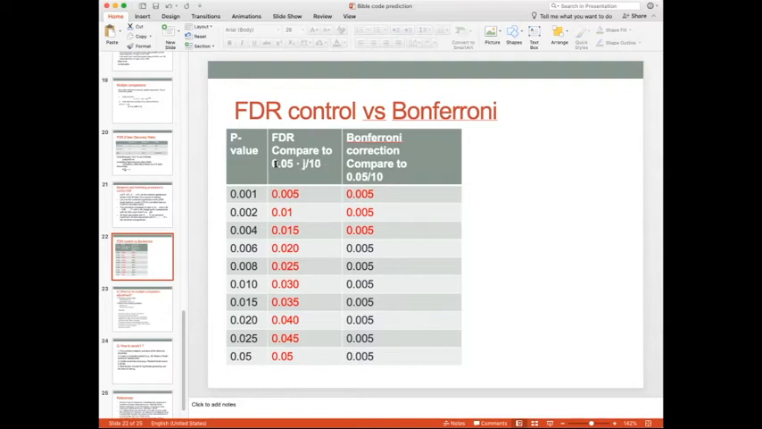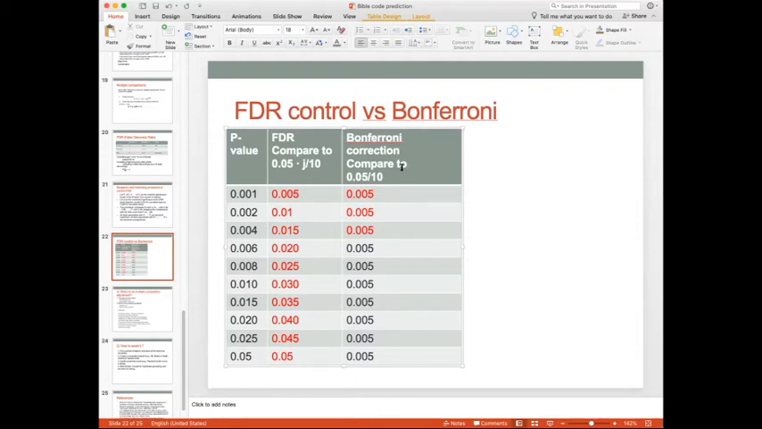For the first one, it is 0.05 times 1 divided by 10, so we compare to 0.005. The second one we compare to 0.01, the third one to 0.015, and the last one to 0.05. It seems that all the p-values are smaller than their thresholds, so they are all significant when controlling for FDR.